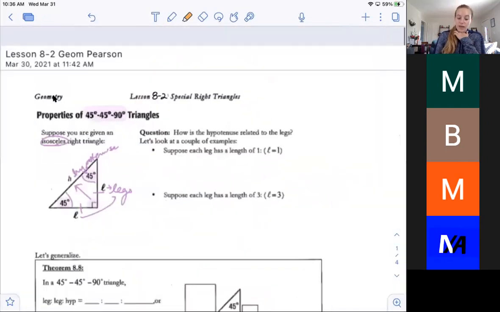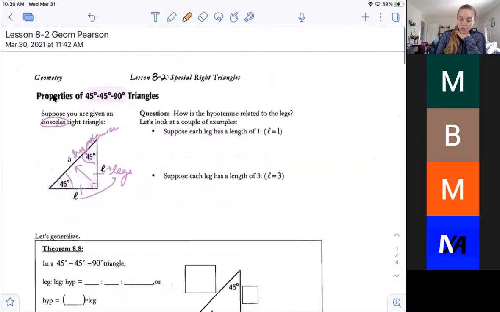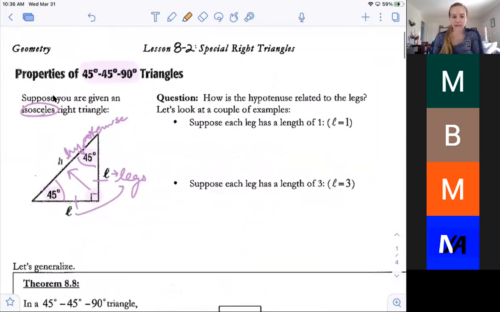However, we've never done this before, so we're going to start slow. And we're going to start by using something that I know that we know and have done before, which is Pythagorean theorem. The first thing it says is how is the hypotenuse related to the legs? Let's look at a couple examples.